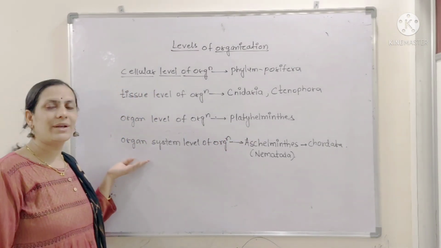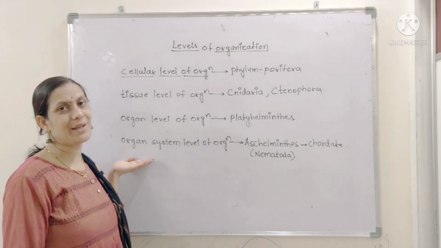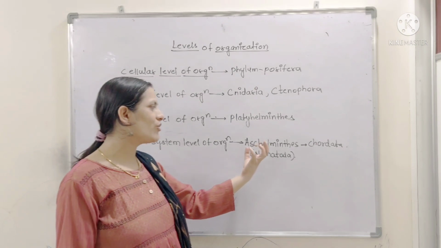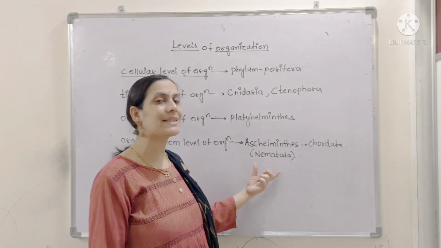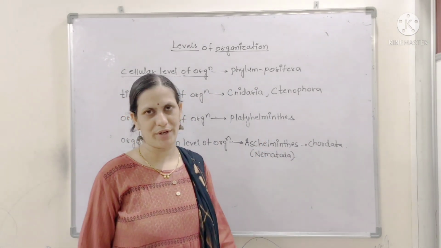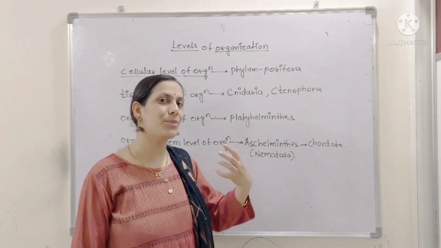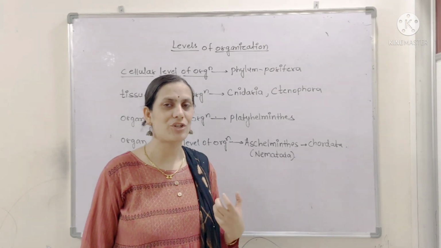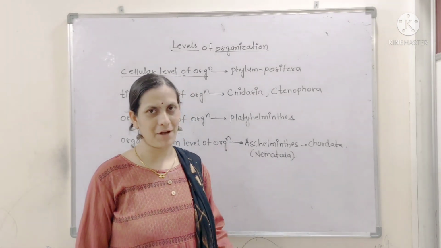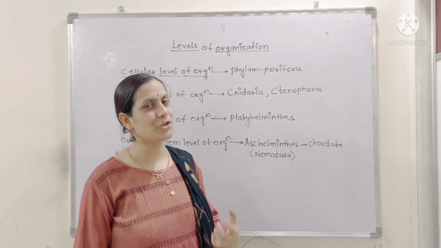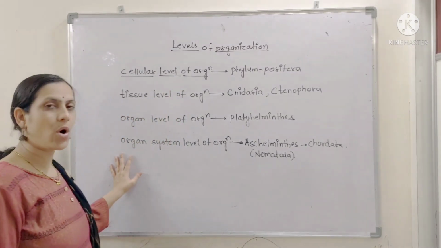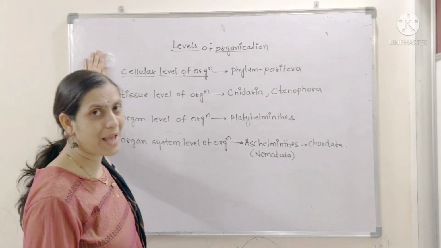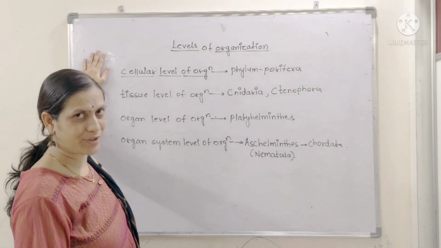The last one, the highest level of organization in kingdom Animalia, is the organ system level of organization. It is there right from the nematodes, or Aschelminthes, till the phylum Chordata. All of them have a number of organs working together in a coordinated fashion to carry out one physiological function. So the highest level of organization in kingdom Animalia is the organ system level, and the lowest level is the cellular level.